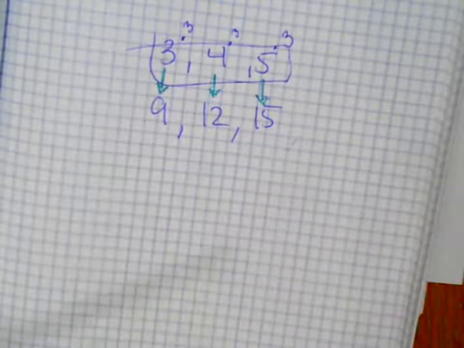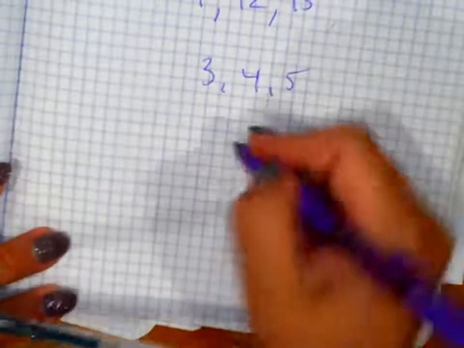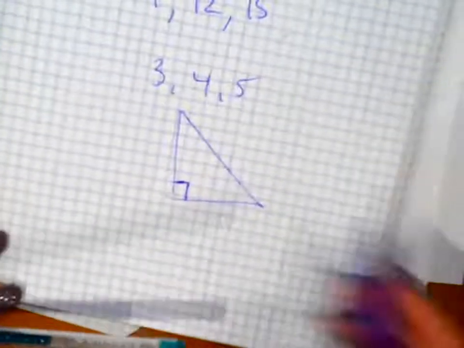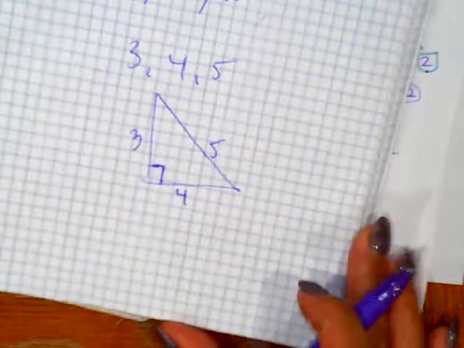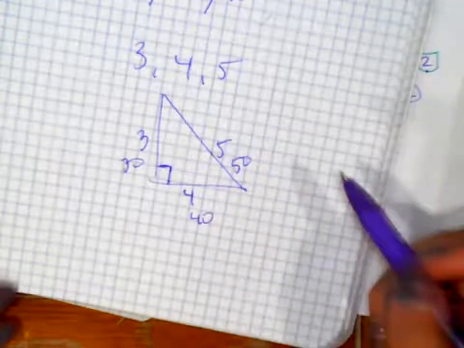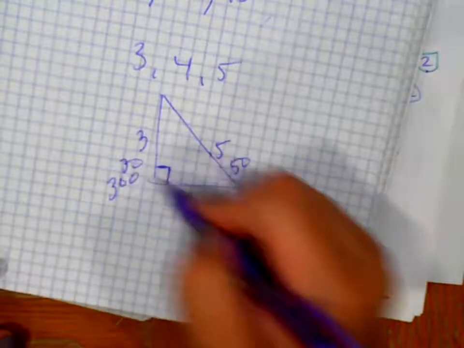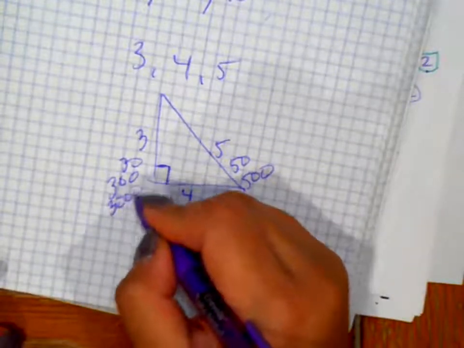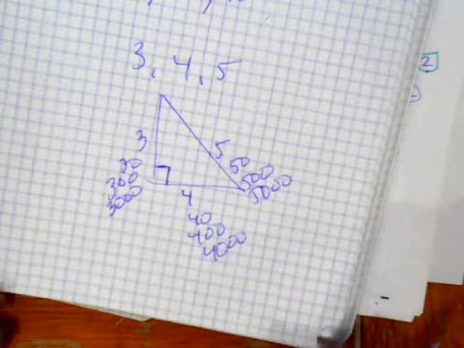All right. So when we have a 3, 4, 5, there's your 3, 4, 5 triangle, right triangle. It's also good for 30, 40, 50. You guys see I just multiplied each of those, right? It's good for 300, 400, 500. It's good for 3,000, 4,000, 5,000. It's good for any variation.